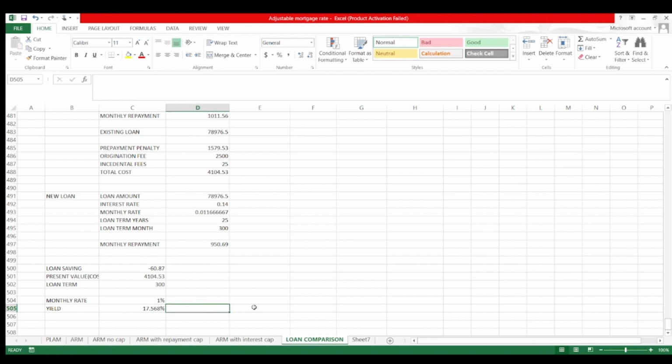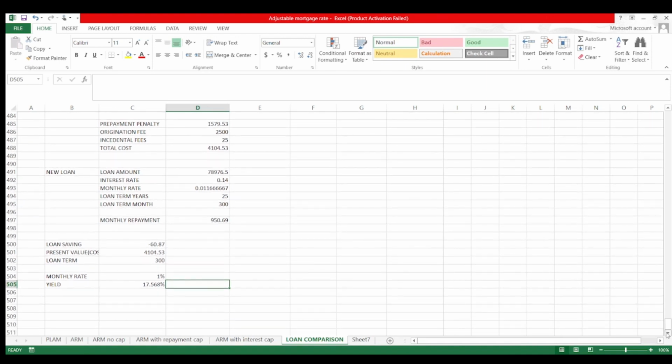17.568. So this means that for the refinancing to be viable, the borrower should lack an investment where they can put this 4,104 and earn an interest of more than 17.568%. So in the event that you can't find a valuable investment which can earn you a higher interest than 17.568%, you're better off refinancing this loan.